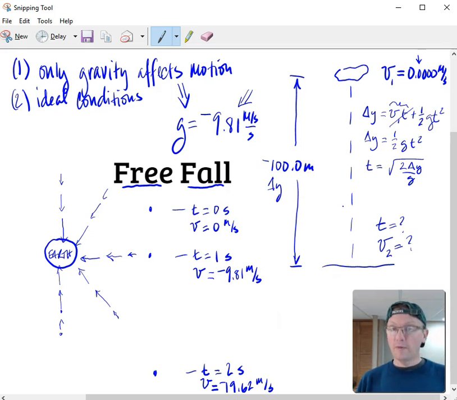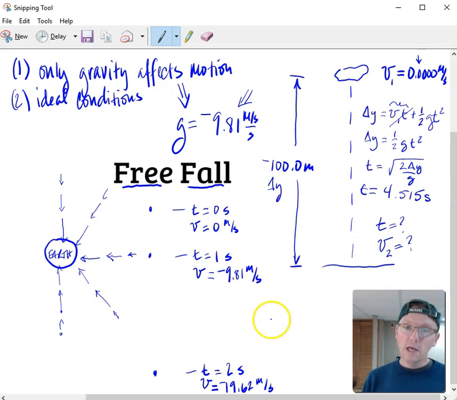I can figure that out fairly quickly, I hope. I'm going to have to do the math on my calculator, though. So 2 times 100 divided by 9.81, and then take the square root, gives us a time of, I think we have 4 sig figs, 4.515 seconds. So I know exactly how long it's going to take to fall.